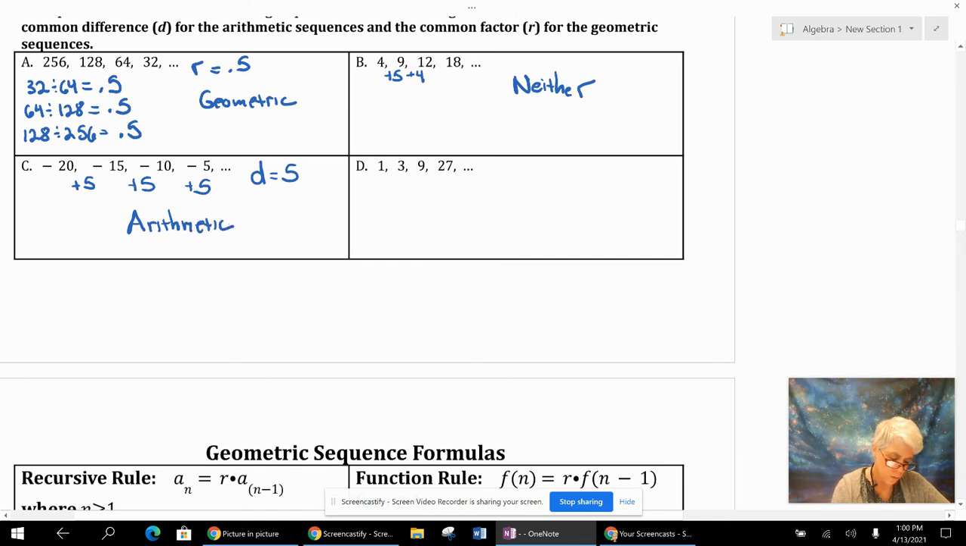Okay, next one. So 27, if I take 27 and I divide it by 9, I get 3. If I take 9 and I divide it by 3, I get 3. If I take 3 and I divide it by 1, I get 3. So here it's a ratio. Ratio is 3, and this is geometric. So this one's just identifying, seeing what is the pattern, noting that.